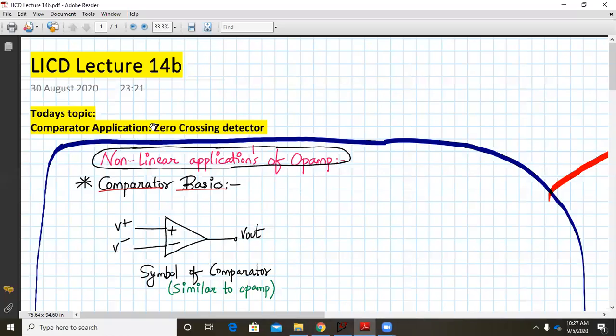Hello everyone, welcome to LICD Lecture 14B. Today's topic is comparator applications. So first we will study the zero crossing detector.